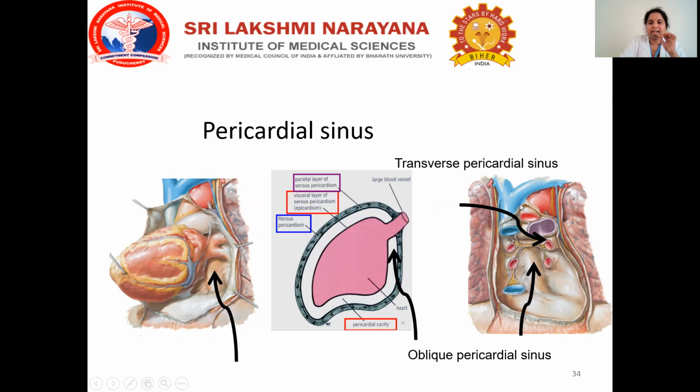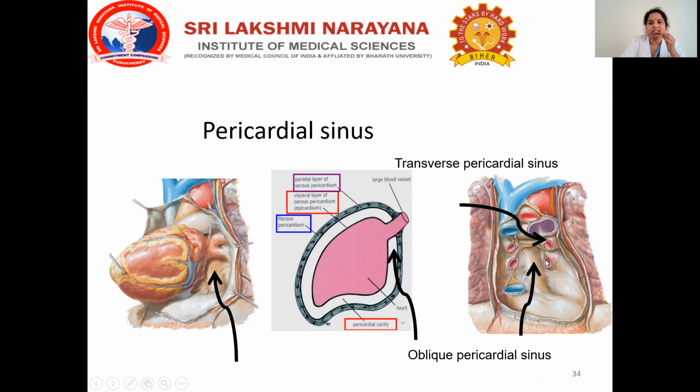So here the entire heart is removed to see the reflection of the oblique pericardial sinus at the base of the heart, around the vessels that enter the heart. This is SVC, IVC, right superior pulmonary vein, right inferior pulmonary vein, left superior pulmonary vein, and left inferior pulmonary vein. The reflection of pericardium is such that it forms an inverted upside J.